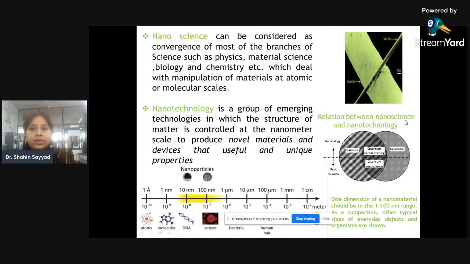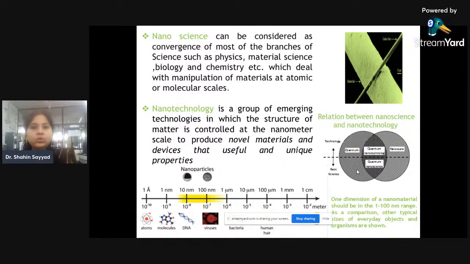Okay. And there is a relation between nanoscience and nanotechnology. The foundation of nanotechnology is basic science. Whenever you understand the basic science, whenever you are familiar with the basics at the atomic scale, then you can implement them technologically. So the foundation of nanotechnology is basic science. You have to understand the basic physics, basic chemistry, and basic biology behind them.